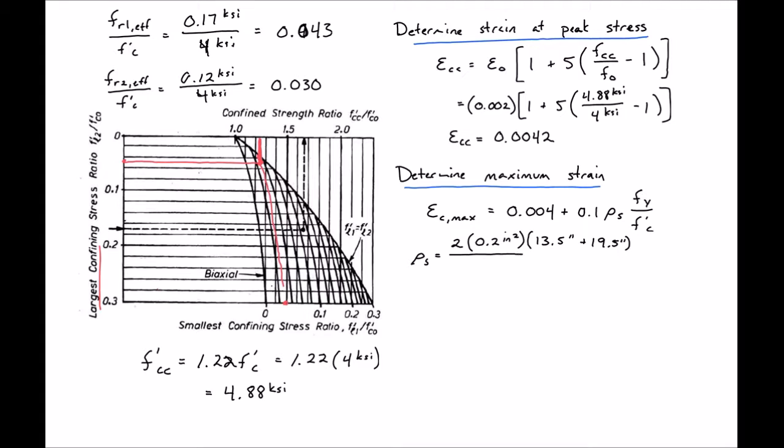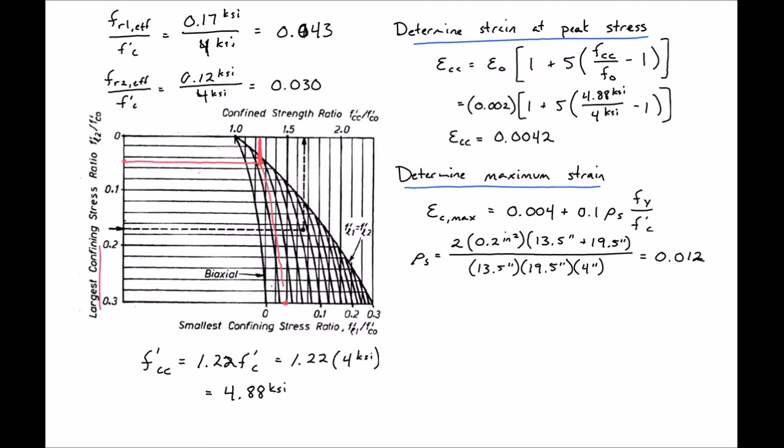Now we need to divide by the volume of our confined concrete, which in our case is 13.5 inches times 19.5 inches times 4-inch spacing in between the bars, in between our transverse reinforcement. So we'll find our rho sub s to be 0.012.